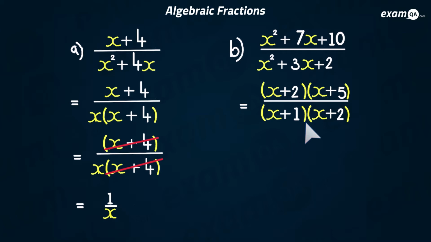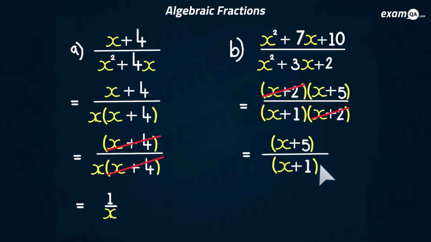Now we can try to cancel it down. And if you notice, there's an x plus 2 multiplying at the top and there's an x plus 2 multiplying at the bottom. So we can divide the top and bottom by x plus 2. Just cancel it off. And now we can rewrite the fraction without the x plus 2 in it. So at the top we've only got x plus 5, and at the bottom we've only got x plus 1. And that's as simple as it's going to get.